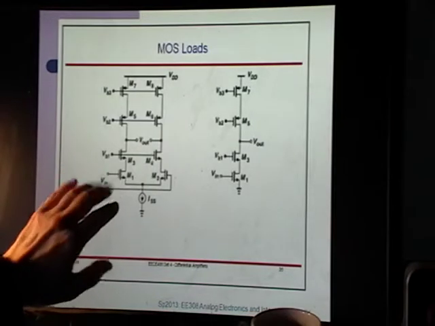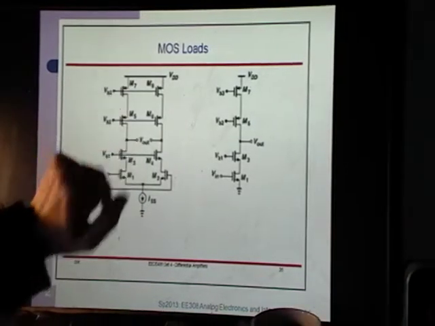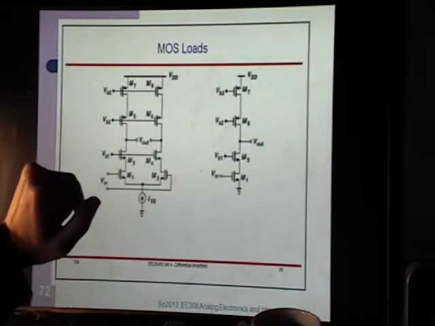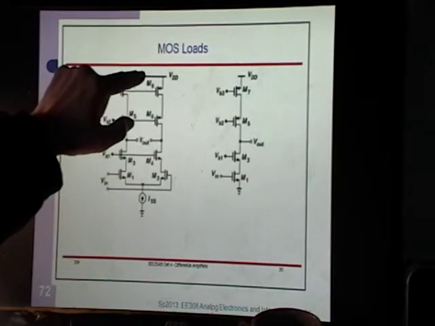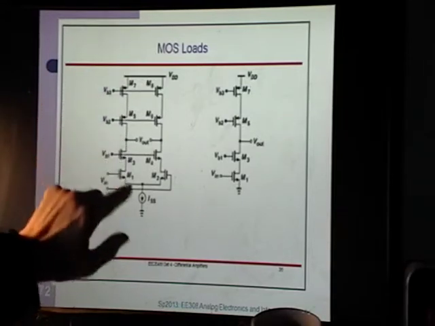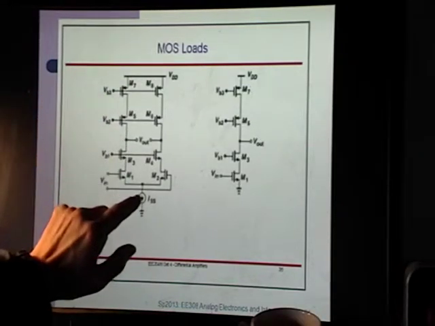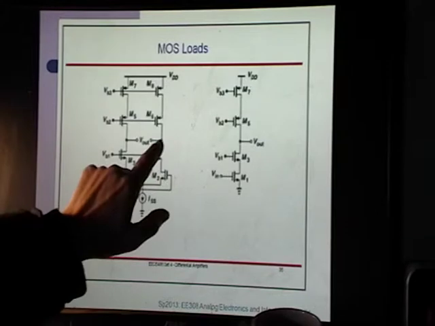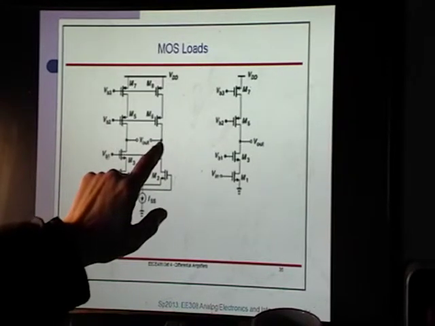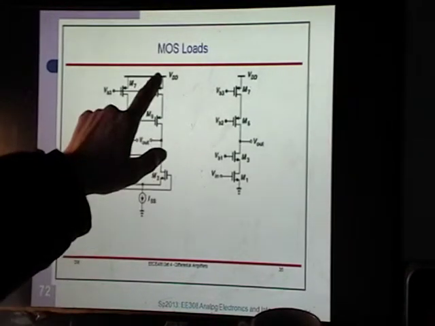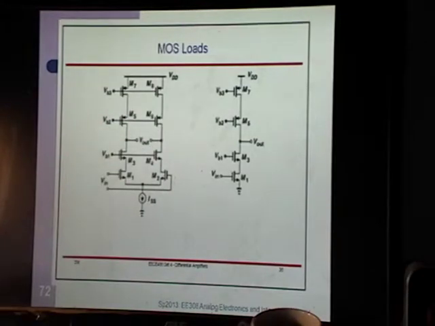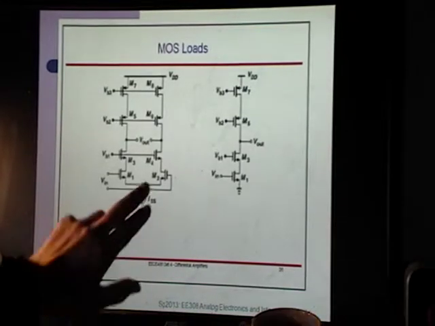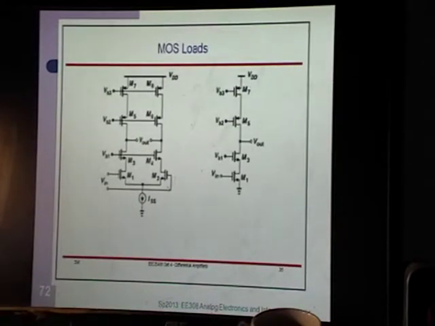If these were BJTs, then you'd have 1, 2, 3, 4, 5 VCE sats. And that's the lowest voltage the supply can have and still have everything in forward active. The thing is, if you bias this at 5 VCE sat, then V out can't swing at all. So generally, VSUP has to be 5 VCE sat plus whatever your output swing needs to be for your amplifier to work. Okay, so this is telescopic.